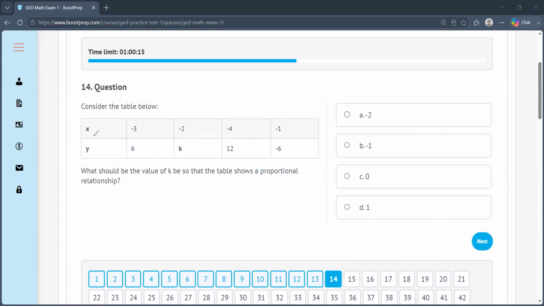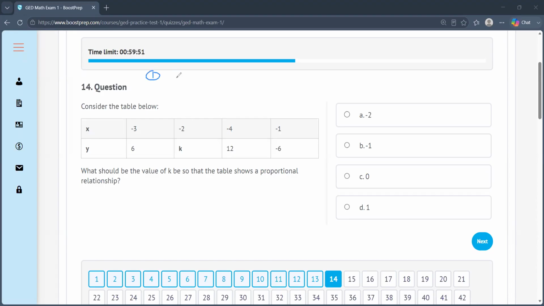Okay, let's do question 14. So question 14 says, consider the table. What should be the value of K? So you have a table of coordinates. What should be the value of K so the table shows a proportional relationship? So proportional means they have the same slope.